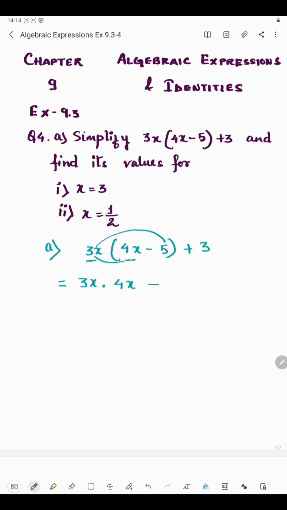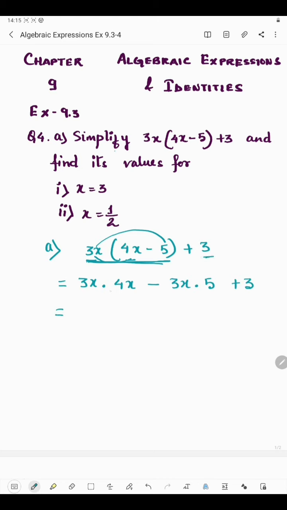At first we will just multiply the first term of the binomial, then we will put the sign, and then the second term should be multiplied with the monomial. So it's 3x into 5. Now we have plus 3, so we'll put this as it is. At first we just multiplied the monomial with the binomial, and this constant part will remain the same.